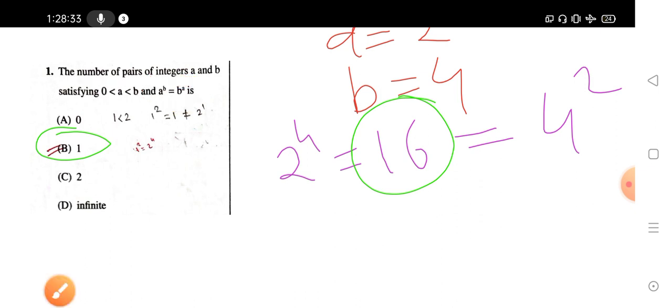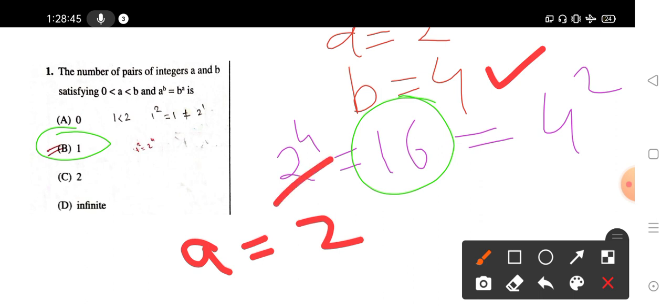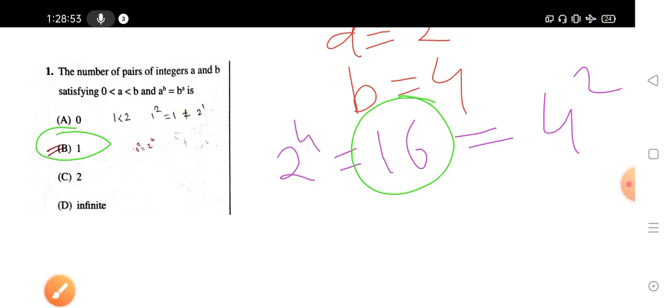Here only one pair exists, that is a equal to 2 and b equal to 4. That is, a raised to b equals 2 raised to 4, which is 16, and b raised to a equals 4 raised to 2, which is 16. Therefore answer B is correct.